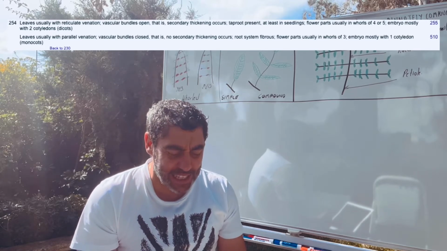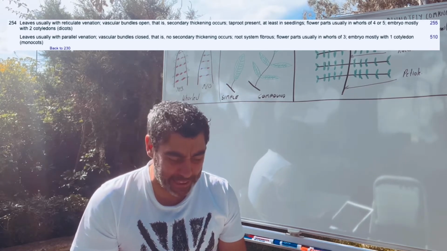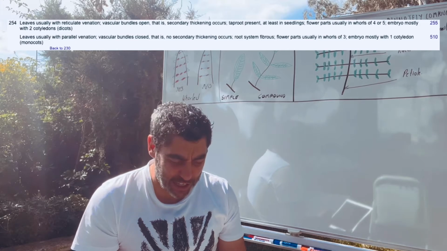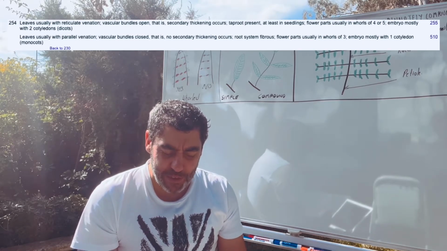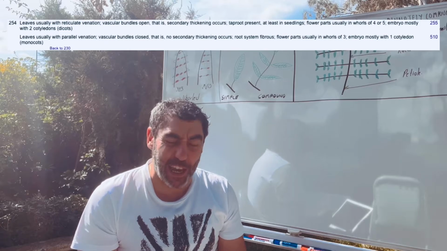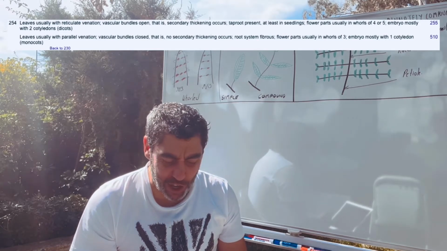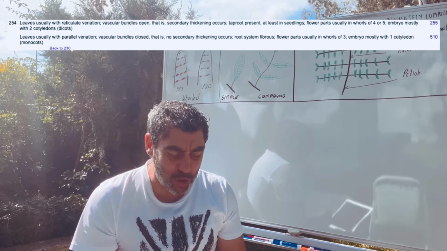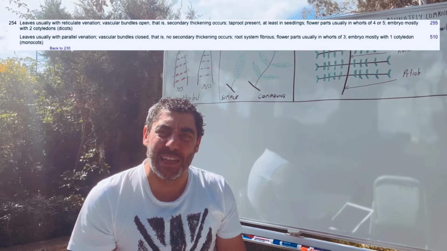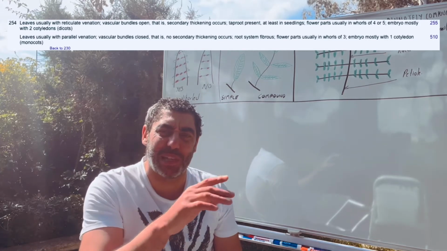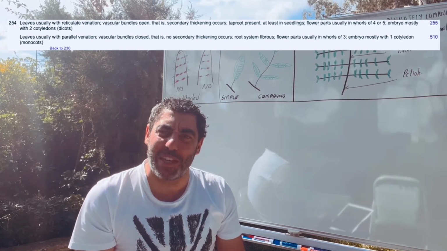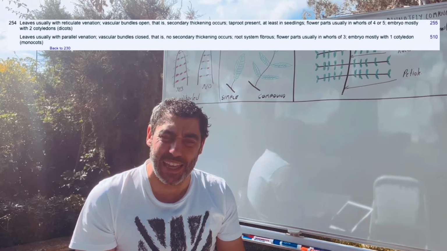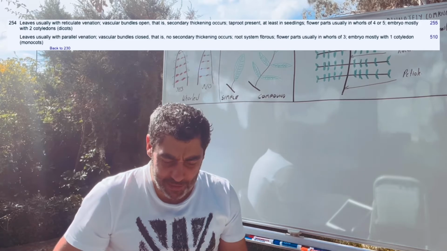The other option was leaves usually with parallel venation. Vascular bundles closed, there is no secondary thickening occurring, root system is fibrous, flower parts usually in whorls of 3. Now, I can answer that question purely on the basis that I know that it has a taproot, and I'm going to go with 255. Also, in relation to the reticulate venation, I mentioned when I was filming the plant previously that checking the venation is incredibly difficult. It's almost invisible. So that's how I've come to that answer there.